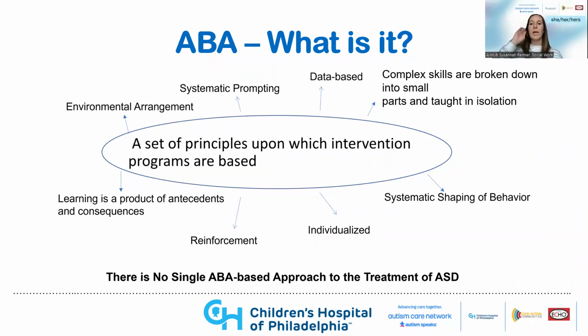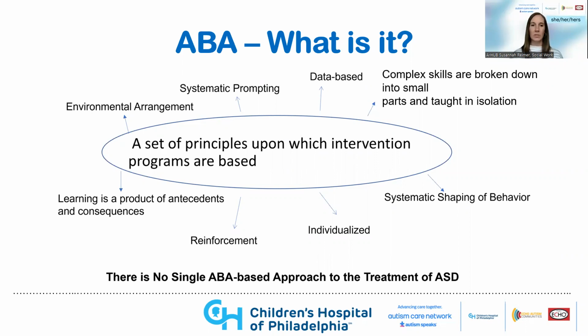ABA is based on the idea that all the learning that we all do, not just individuals with autism, is based on this idea of things that happen before we do something and things that happen after. And this is how we all learn what is expected of us. And ABA is really based on natural behavior principles that we all are using every day.